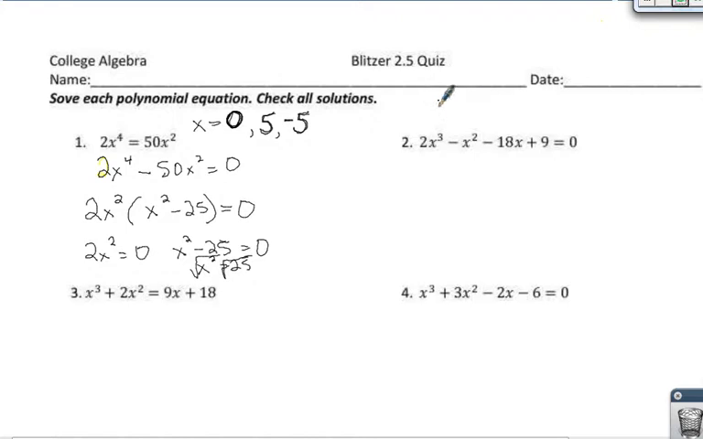Okay, so on this one we notice there's 4 terms: an x cubed, an x squared, an x, and a number. So the best way to solve this one is to factor by grouping. So when we group this, you want to make sure that everything is on the same side of the equal sign. And we group the first 2 terms together, and we group the second 2 terms together. And we look at what they have in common.